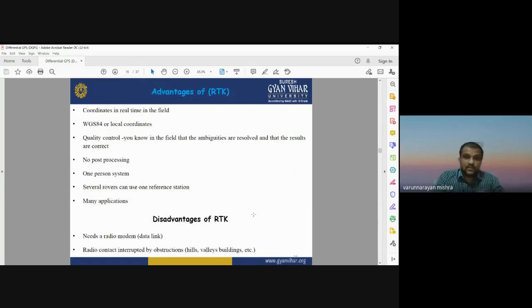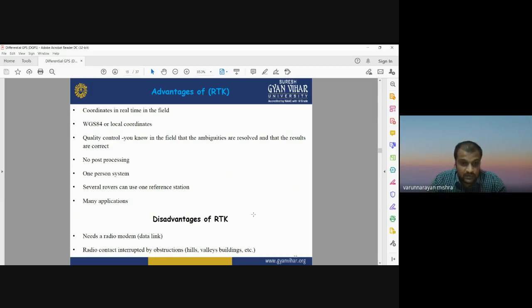The advantage of RTK is that you will have the facility to get the coordinates in real time mode, and mostly the data sets will be in the WGS84 coordinate system. No post processing is required. No need to go to the lab and process the data set. It is a one person system. A person can handle this kind of RTK system. Several rovers can use one reference station. You may have several GPS receivers moving around the study area using only one reference station.